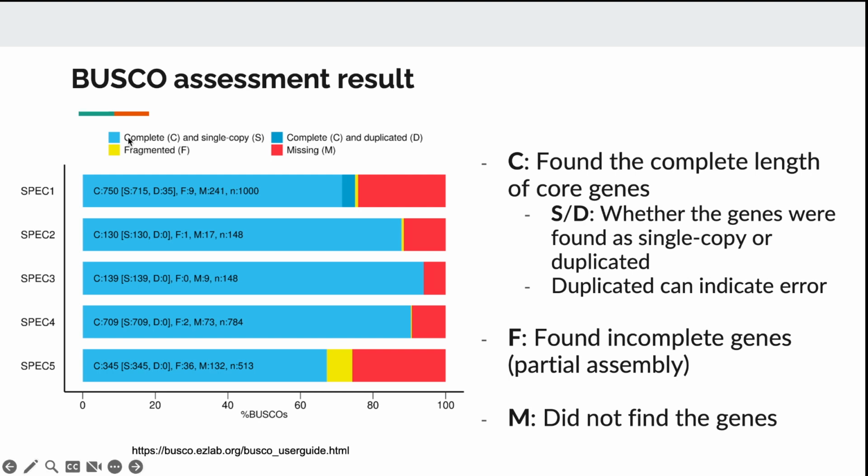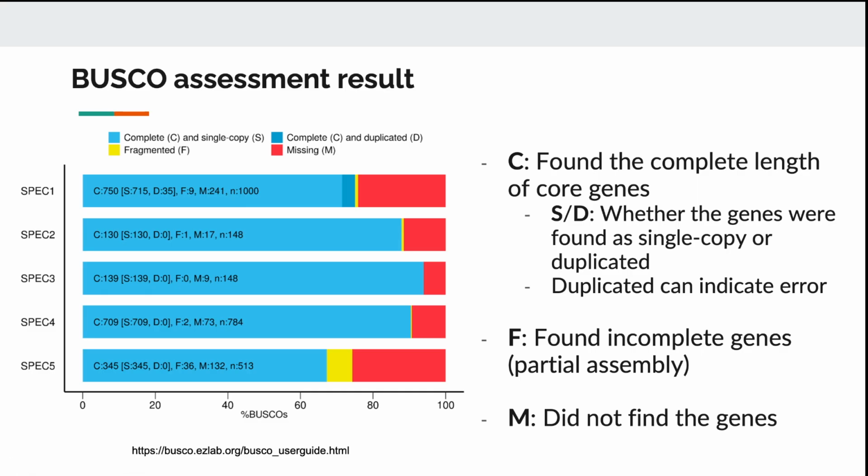So complete means that in your assembly, they can identify the core gene as a complete gene, from the start codon to the stop codon. If it's fragmented, then they might only find the first part of the gene or the latter part of the gene, but not the entire gene. If it's missing, then there is no trace of that gene in your assembly.